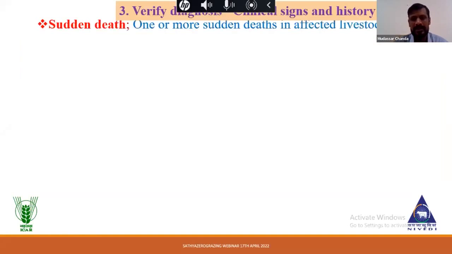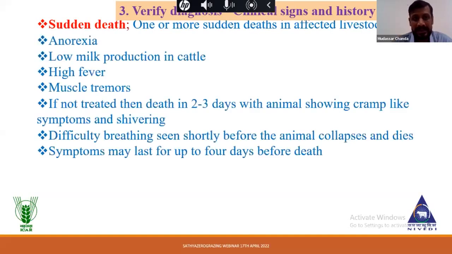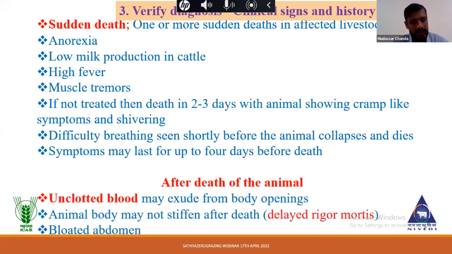For example, if you take clinical diagnosis as one criterion, then sudden death for anthrax. I will take the example of anthrax, one disease, and I'll just use anthrax for all this discussion today. Sudden death, everybody knows, and other symptoms are important. Like after death of an animal, everybody knows, unclotted blood exudes from body openings. The animal body may not stiffen, delayed rigor mortis. These are very simple points if you remember in the field.